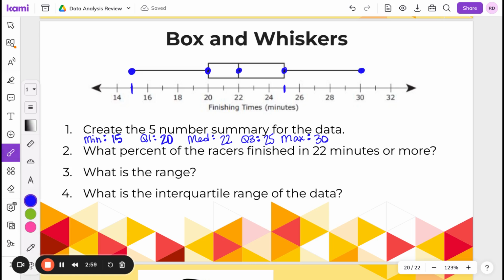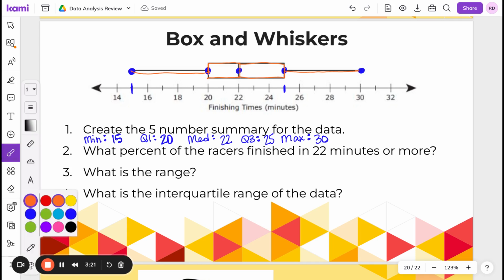So your 5-number summary creates a box and whisker plot because in the middle, we create 2 boxes to connect the 3 dots, and then we draw these lines on the end to make the whiskers. They're not always going to be drawn the same size because they are designed to model the data and how close or how far apart it is.